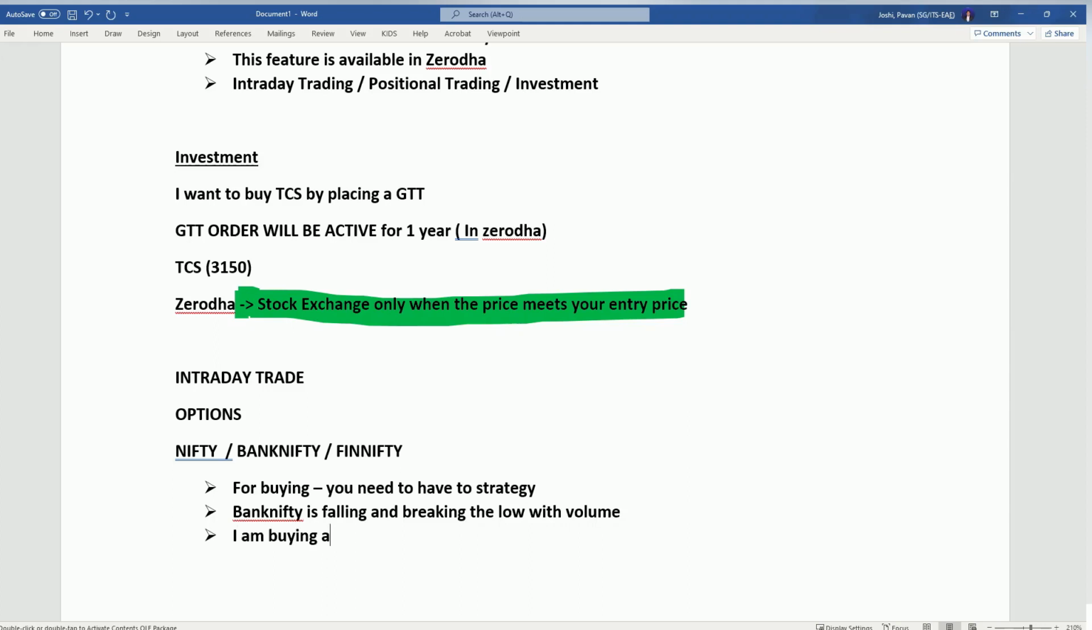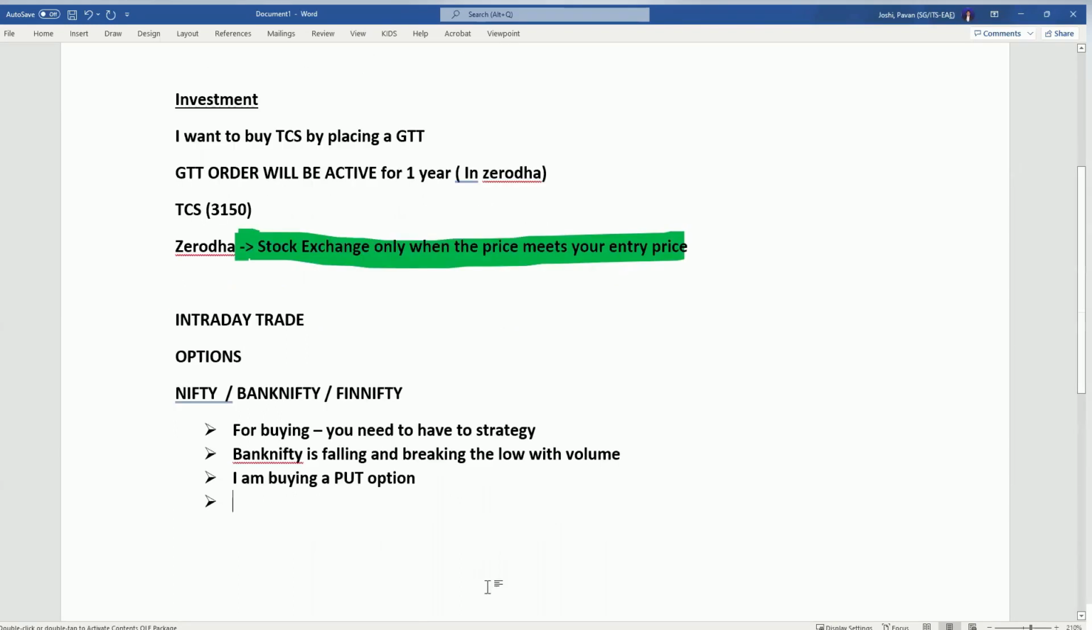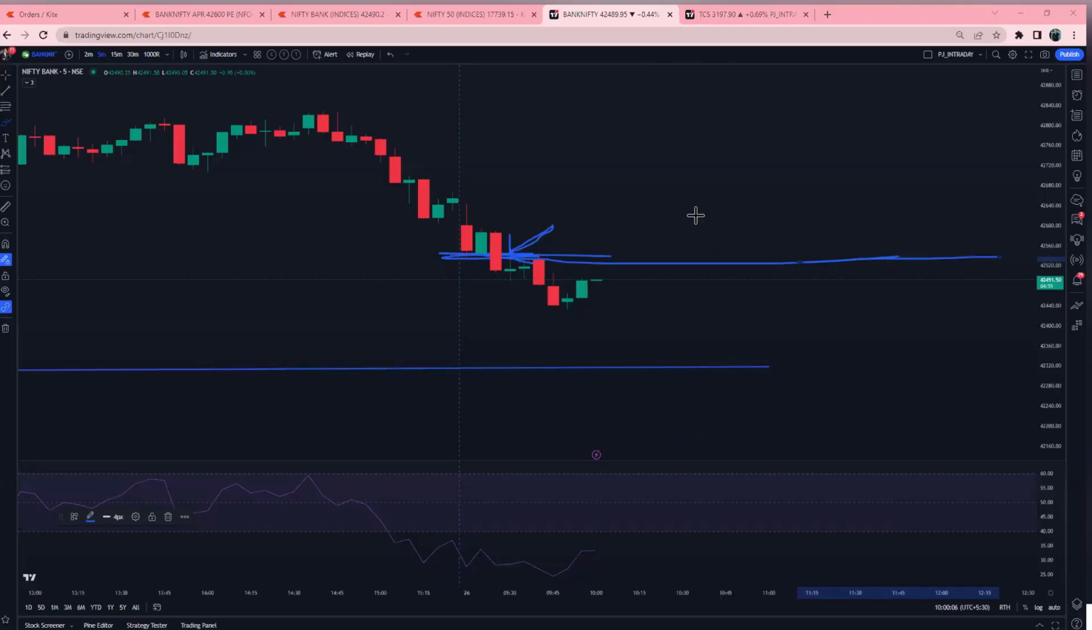I'm planning to buy this put option at what price? I'm buying the put option at 190. 190 is my buying price. So 42,600 PE, since the market is falling, so I am choosing a put option here. Since Bank Nifty is falling, even Nifty is also falling, so everything was breaking down. It's a good trade. For a considerable amount of time there were no supports available at the bottom, so I took a trade. It is trading at 42,558, hence I'm choosing the 42,600 put option.